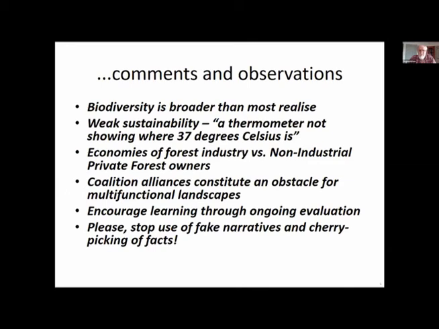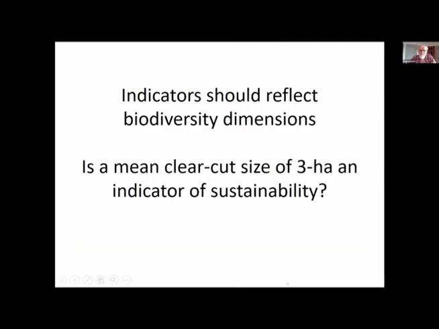And I think even at that one hour meeting, I faced something that I find extremely annoying, and this is the use of fake narratives and cherry picking of facts. And I will give you one example. What's happening now? One of the participants of this short meeting said that Sweden's forestry is sustainable because we make clear cuts that are 3 hectares. So the question is, is that a meaningful indicator of sustainability?